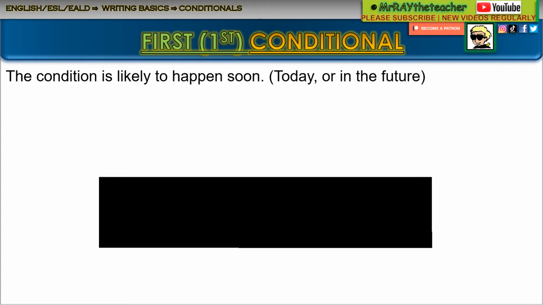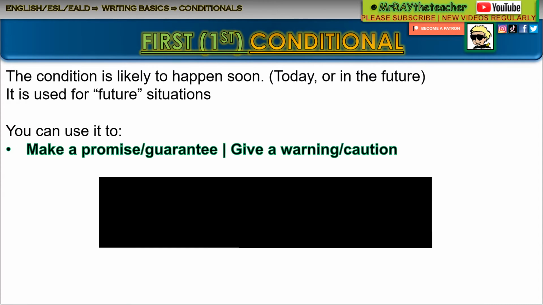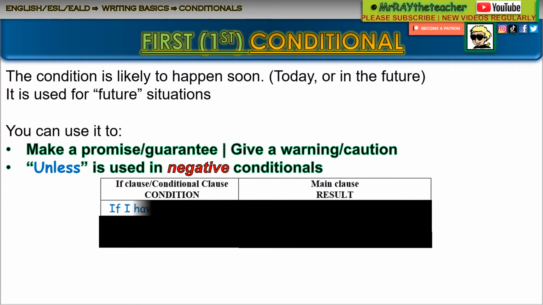So we move on to the second one, which funnily enough is the first conditional. The condition is likely to happen soon, today or in the future, or the situation itself. And it's used for future situations. You can use it to make a promise, guarantee, or give a warning and a caution. And unless is used in negative conditionals. So here's your condition, and there's the result.